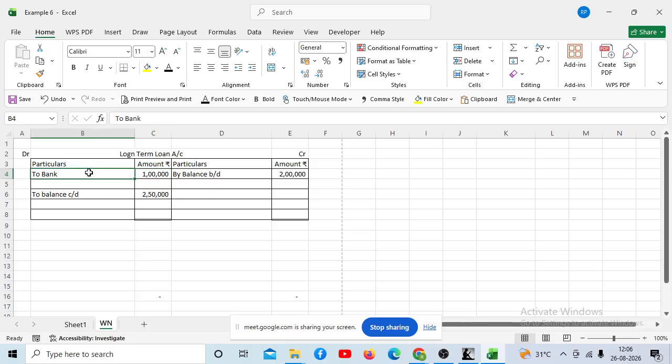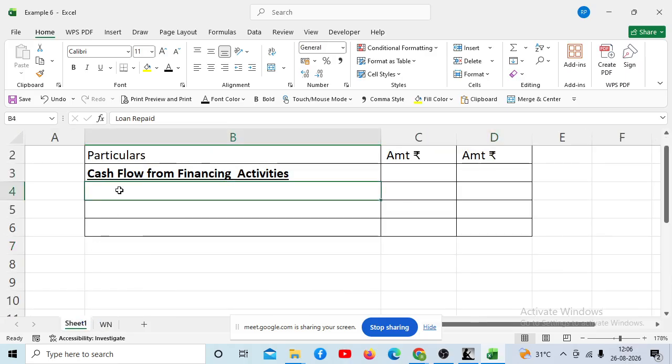So it will come in the cash flow statement, right? We will write in the cash flow statement, loan repaid. Okay, so if you are repaying the loan, will money come into your company or go out? Go out. So will you write it in plus or minus? Minus.